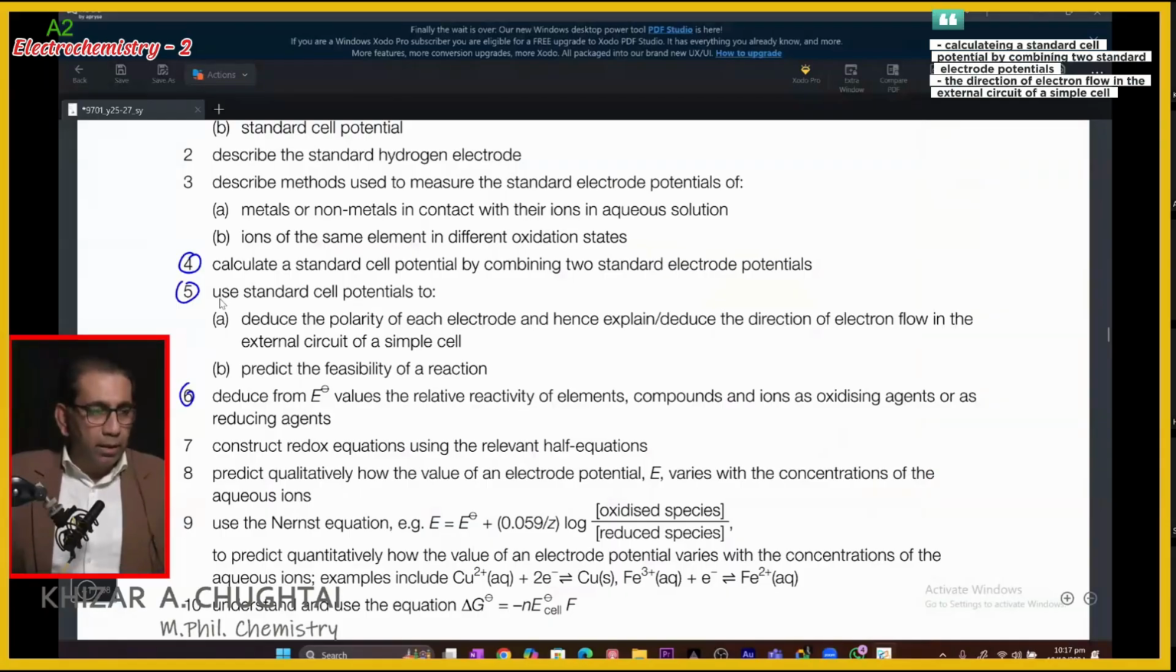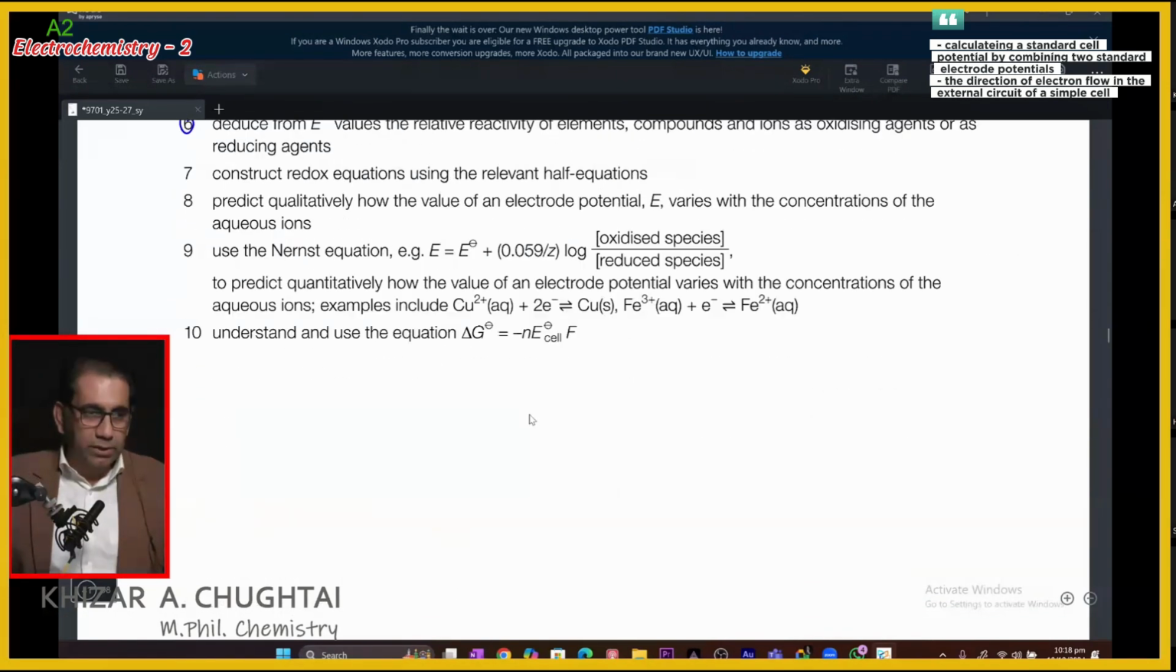So I'm going to explain this point number 4. Calculate standard cell potential by combining two standard electrode potentials. Use standard cell potential to find the polarity of each electrode, hence explain the direction of flow of electrons, etc.